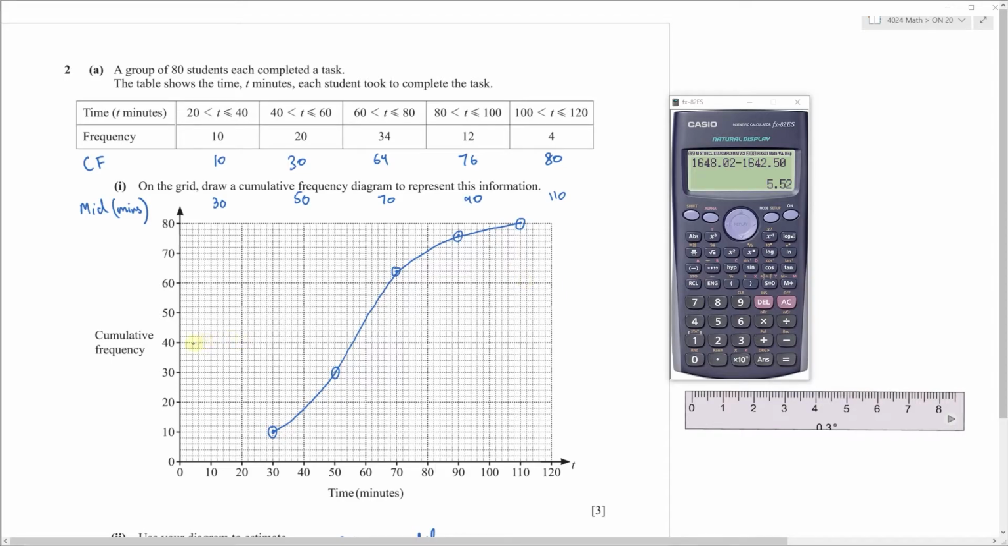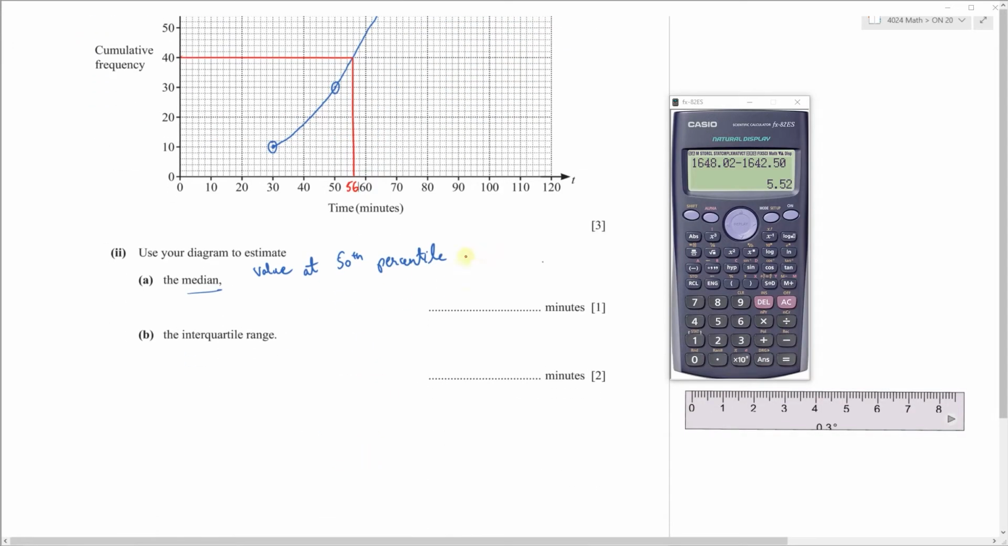So basically I have to look at the value when the cumulative frequency value is 40. So let me draw a straight line here and read the value in minutes. So this is 50, 52, 54, 56. So this is 56 minutes. So your median value is 56.